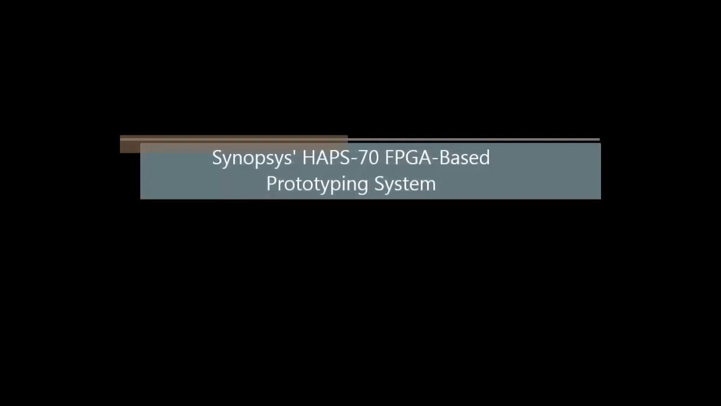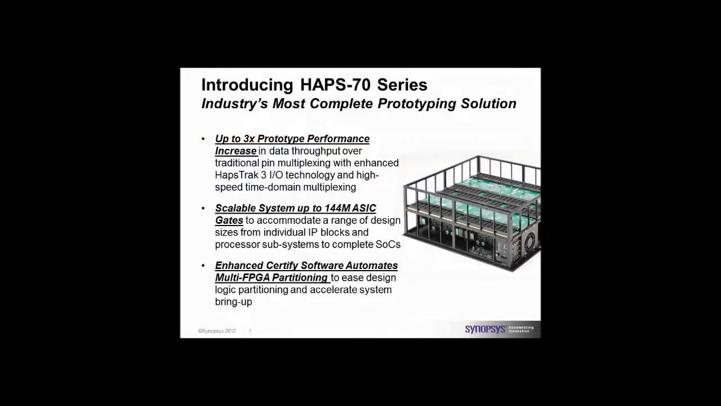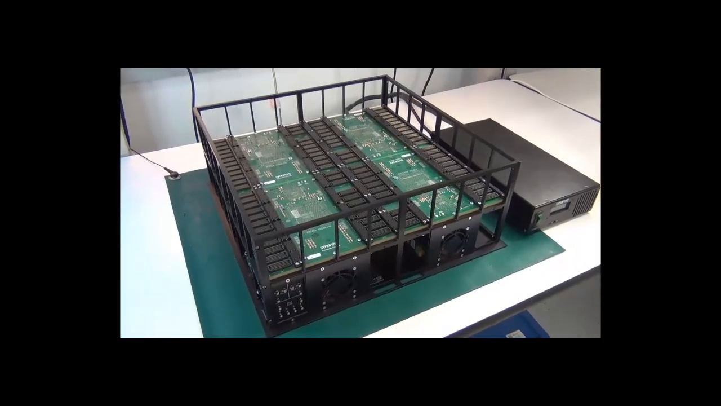In this short demo, we will guide you through the overview and discuss the many benefits and capabilities of the new HAPS-70 system. We are very excited to introduce the HAPS-70 series, enabling the most comprehensive and fully integrated prototyping solution featuring up to 3x performance increase, a scalable prototyping system up to 144 million ASIC gates to accommodate individual IP blocks to complete SoCs, and accelerates multi-FPGA partitioning by up to 10x to automate design logic partitioning and ease system bring-up. Now let's take a closer look at the system hardware.